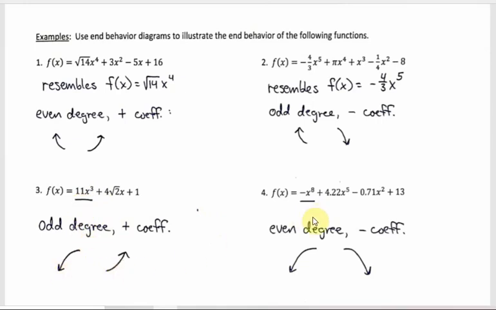And then here, there's the leading term, that negative x to the eighth. So that's an even degree, but then a negative leading coefficient. That means it would resemble a parabola opening down. So both ends are going to point downward.